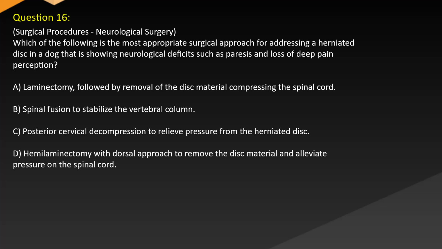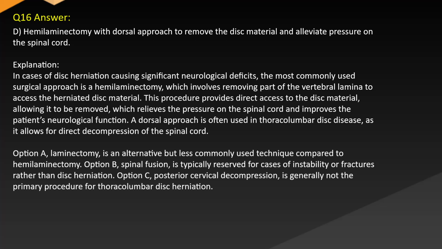B. Spinal fusion to stabilize the vertebral column. C. Posterior cervical decompression to relieve pressure from the herniated disc. D. Hemilaminectomy with dorsal approach to remove the disc material and alleviate pressure on the spinal cord. Answer. D. Hemilaminectomy with dorsal approach to remove the disc material and alleviate pressure on the spinal cord.